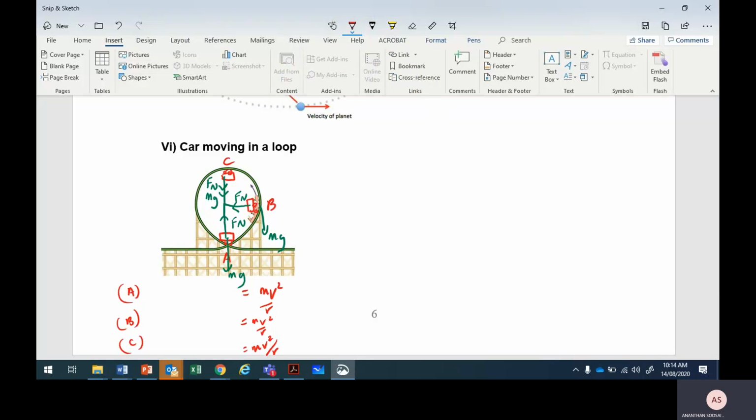Write the formula for A, B, and C. At A, what equals mv squared over r? At A, the bottom, yeah, Fn minus mg. Fn minus mg equals mv squared over r. Okay. At B, only Fn. At C, yeah, Fn plus mg.